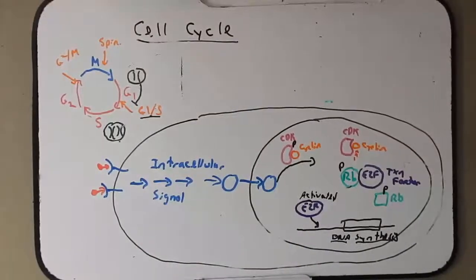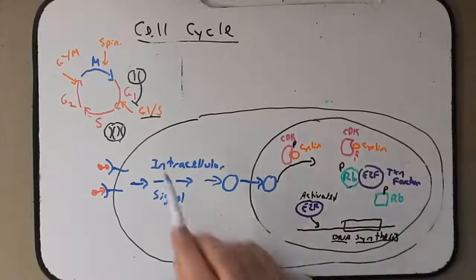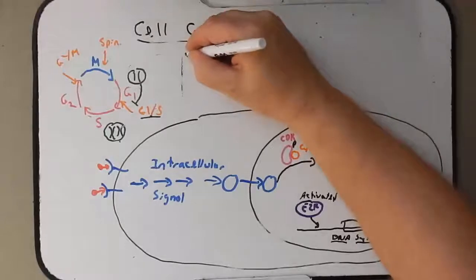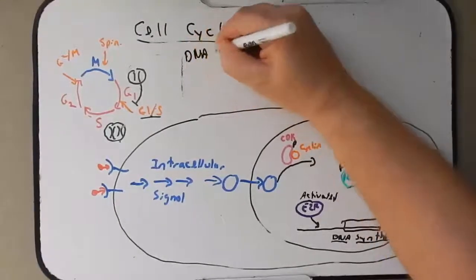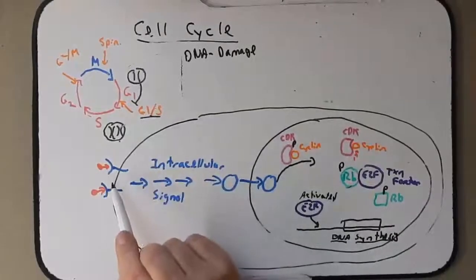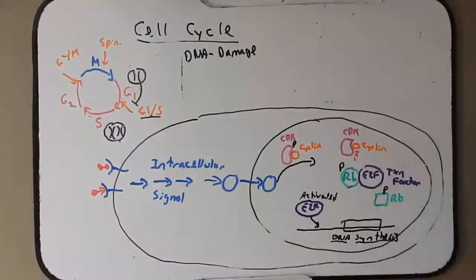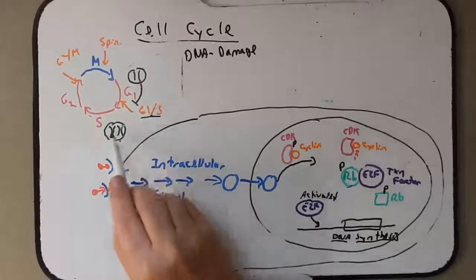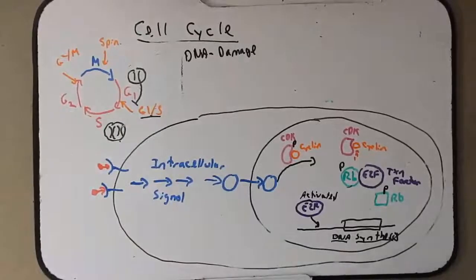Now, I want to talk about what happens if we want to stop this and make it so it doesn't go forward. One of the ways that it happens is if there is DNA damage. So if the cell detects DNA damage, signal or no signal, it's going to stop the cell cycle. So how does it stop the cell cycle even in the presence of a mitogen? Because the last thing you want to do is copy the DNA if there's a mutation in it.